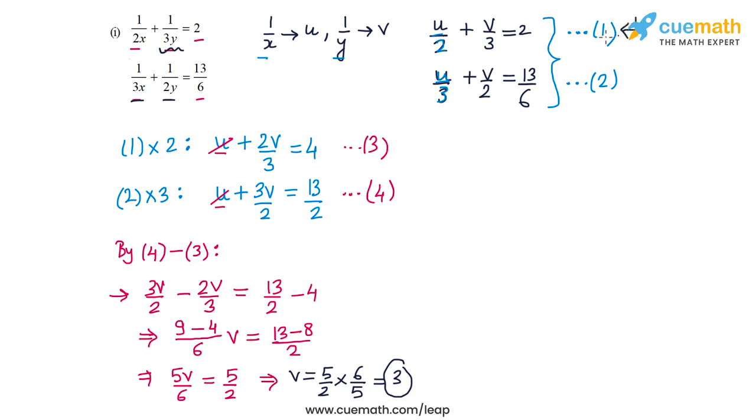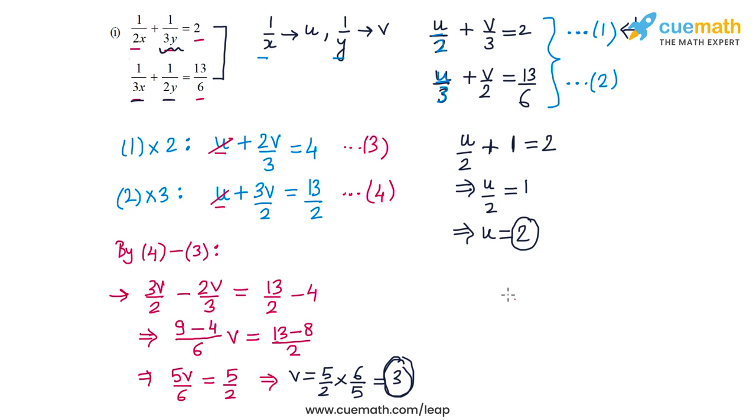Now let's substitute this value of v into any of these original equations. So let's substitute this into equation 1. So we will get u by 2 plus v by 3 or 3 by 3 or 1 is equal to 2, and from here we get u by 2 equal to 1 or u equal to 2. So u is equal to 2 and v is equal to 3, but our original pair of equations is in the variables x and y. So we have to find x and y from u and v. So x is equal to 1 by u, and hence x is equal to half, and y is equal to 1 by v, and hence y is equal to 1 by 3. So the answer to this first part is that x is equal to half and y is equal to 1 by 3.